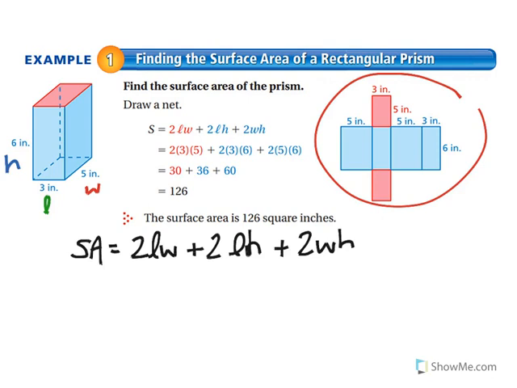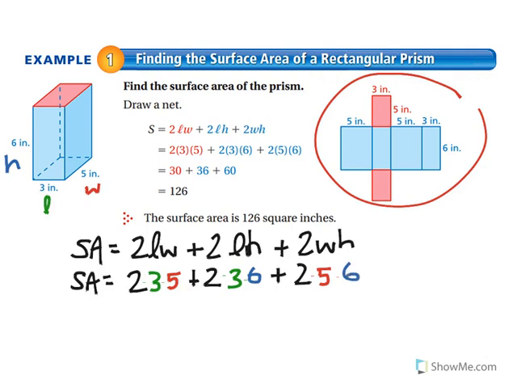So we're going to plug in our numbers now. I have 2 times my length, which is 3, times my width, which is 5, plus 2, and again my length is 3, times my height, which is 6, and again plus 2 times my width, which again is 5, times my height, which is 6.